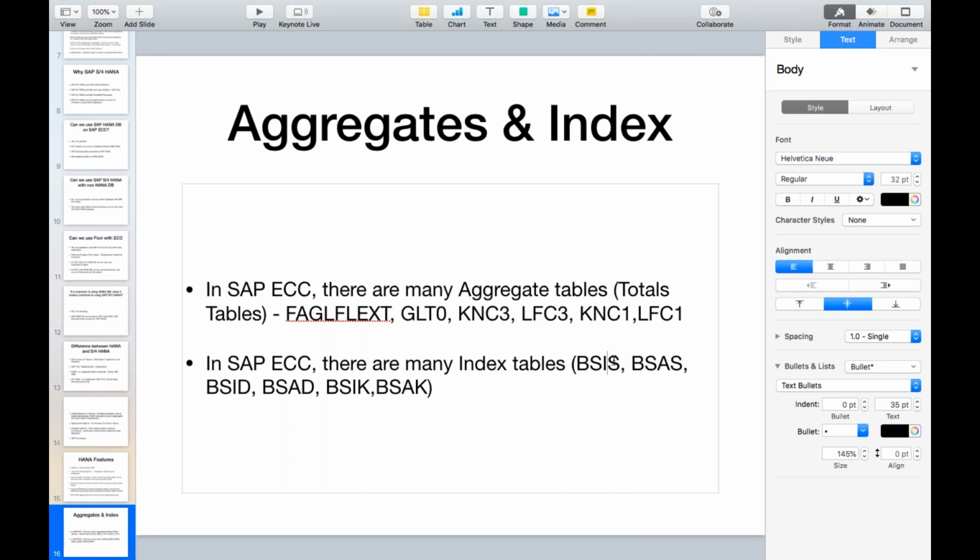Right? But what is the problem with this? Definitely you will get faster reporting. You go to BSIS, you will get faster reporting. You go to BSIK, you will get faster reporting. But what is the problem? They are creating these unnecessarily.